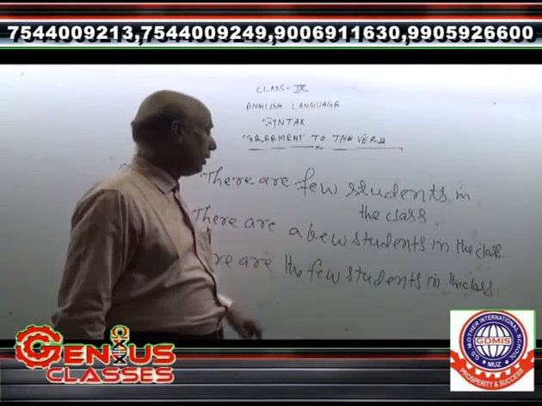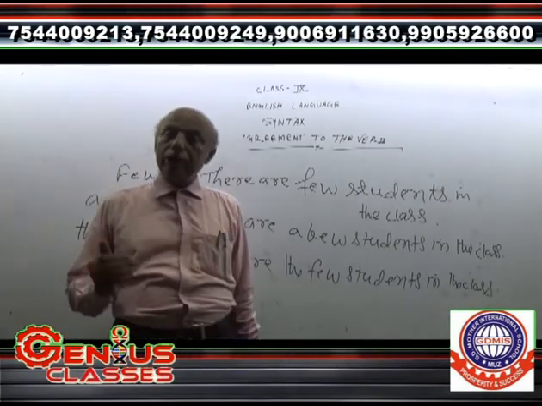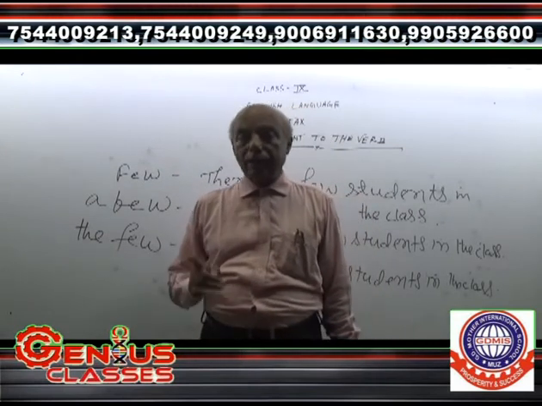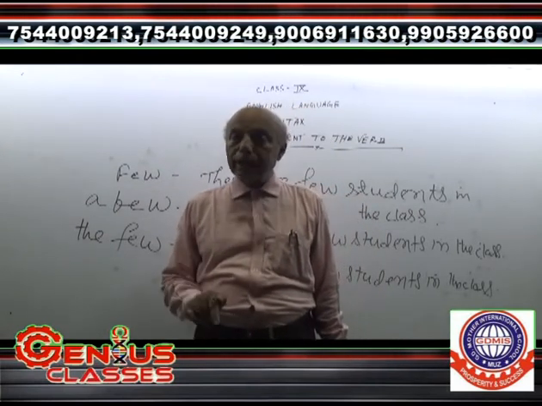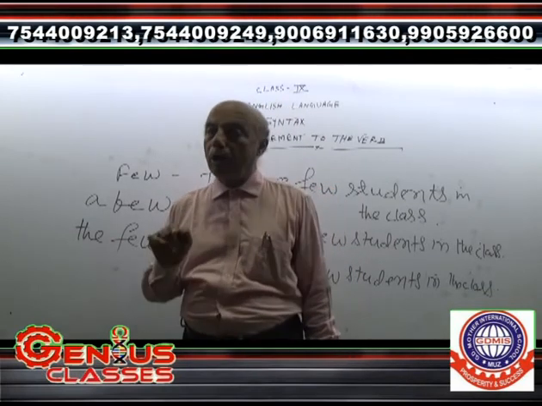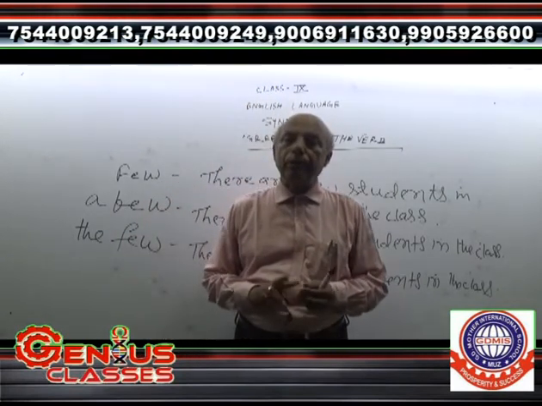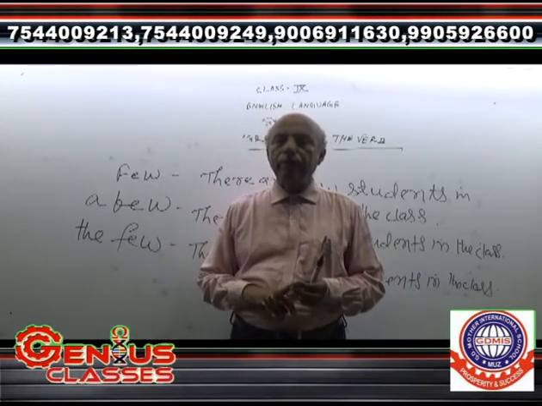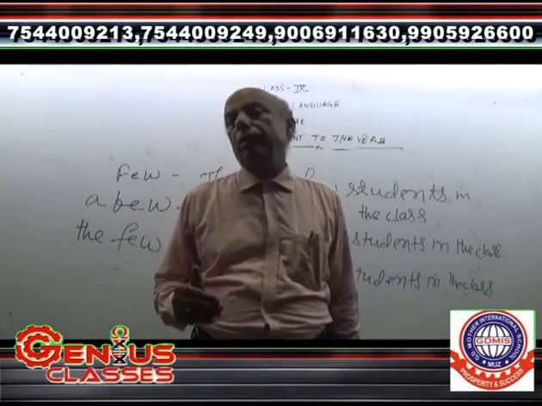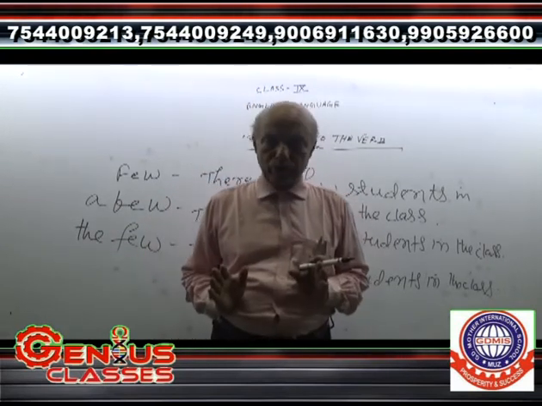There are a few students in the class. And when the strength of the class is 60 and all 60 students are present, in that condition, at that time, the few is used. So, a few and the few are used with plural verbs and they are countable nouns.